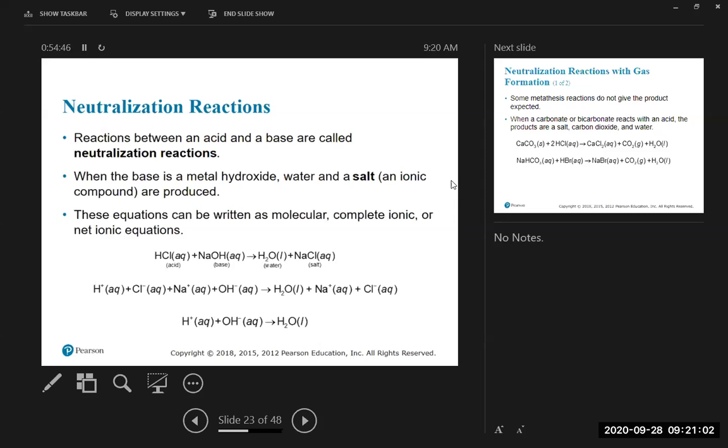Then we can get rid of our spectator ions. If we do that, we see we have Cl- and Na+ on the right side, and on the left side, we can cross those out. And that just leaves us with H+ and OH- to form water. So that would be our net reaction in this case. And so this is why it's called a neutralization reaction.